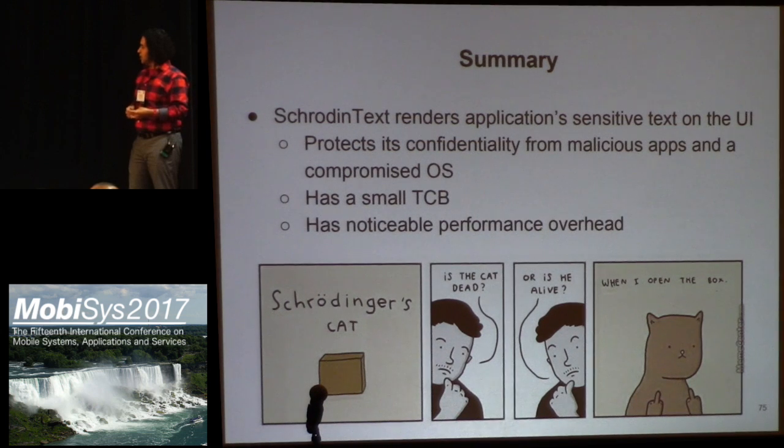All right, so in summary, SchrodinText helps us render sensitive textual content of applications in the UI, and it can help us protect it against the operating system and malicious applications. It has a very small TCB, and also it has acceptable performance.